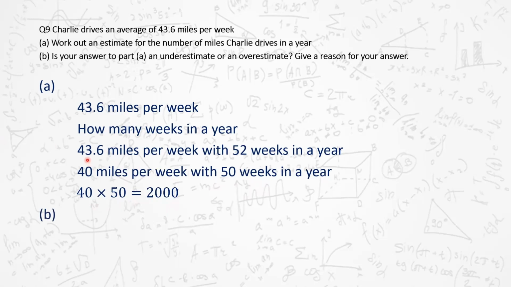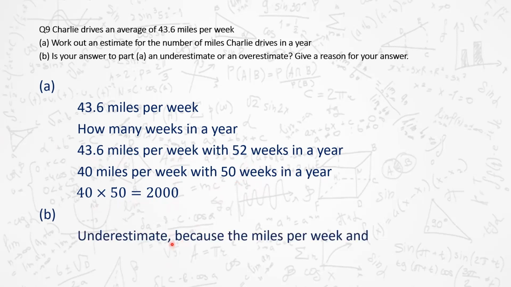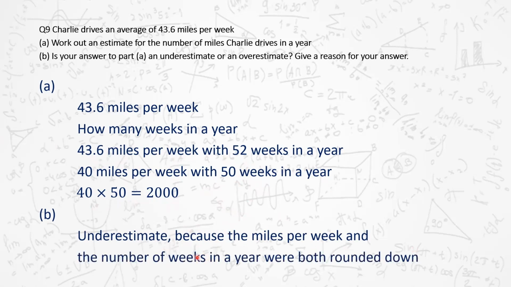Because both numbers, 43.6 and 52, were rounded down, therefore we underestimate our overall mileage. And the reason for that is underestimate because the miles per week and the number of weeks in a year were both rounded down, and that's your full mark.